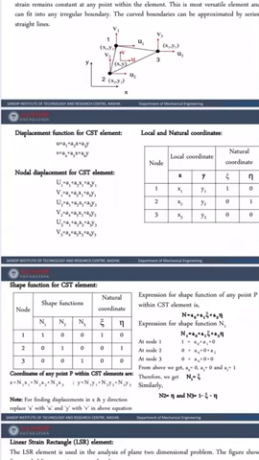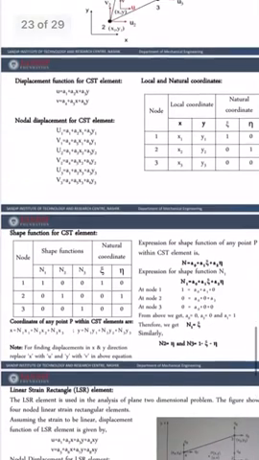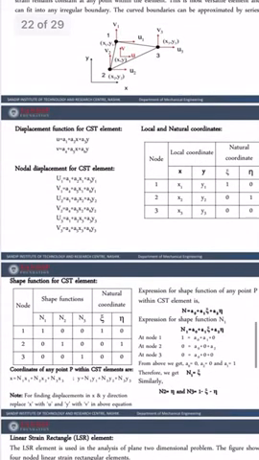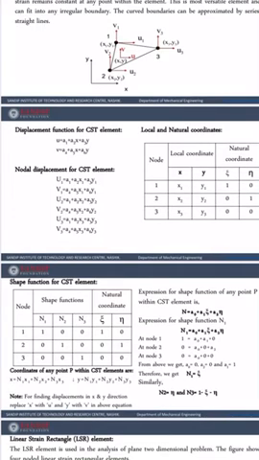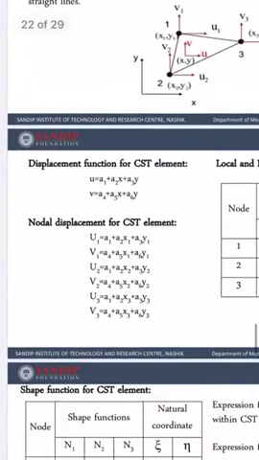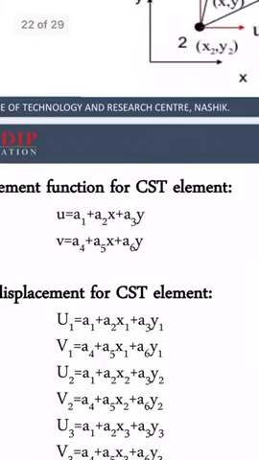For the CST element we have covered all the things related to it, including the displacement function and what type of displacement function should be used. As we know, the CST element is a constant strain triangular element, so we need to add linear terms into the displacement function. For this linear displacement function we have added the linear terms A2x and A3y for the convergence requirement.